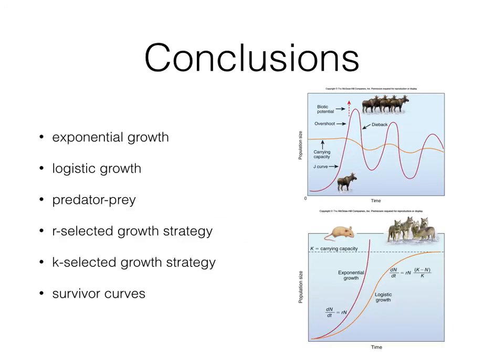So in this section, we've learned about how populations of species grow. Some growth can be described by exponential growth curves. These are the J-shaped ones. And some can be explained by logistic growth curves. These are the S-shaped ones. We saw how predators and prey can enter into a cyclic relationship where the number of prey strongly affects the population of predators and vice versa. We also learned about the growth strategies that species can use to ensure the continuation of their species. And we learned about survivor curves that describe the life cycles of various species.